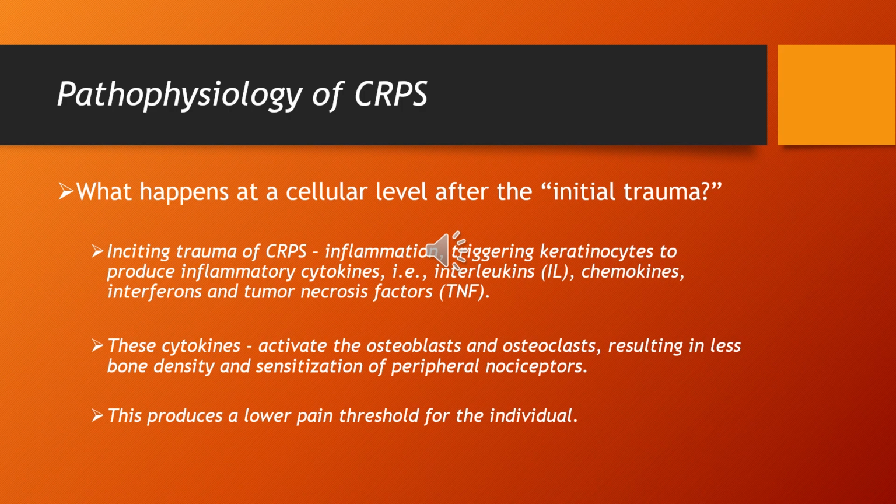And these cytokines are interleukins, chemokines, interferons, and tumor necrosis factors. These cytokines then activate the osteoblasts and osteoclasts, resulting in less bone density and sensitization of the peripheral nociceptors. This is important when we look for a diagnostic imaging to aid in our diagnosing of CRPS in an individual. This decrease in bone density and sensitization of the peripheral nociceptors produces a lower pain threshold for the individual as well.